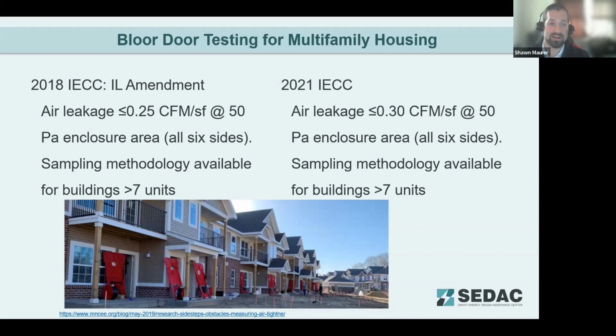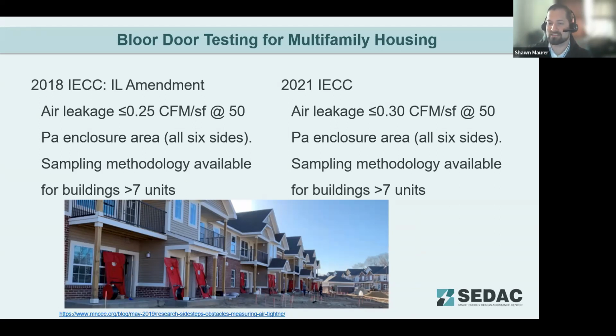In the 2021 IECC, again, just noting, it's going to be 0.3 CFM per square foot as the base compliance path for the IECC. It has a very similar sampling methodology built into it. So in that regard, it won't change, but it is important to note that there is that slight testing difference. It's a little more lenient in the coming 2021 IECC than the current Illinois amendment is.